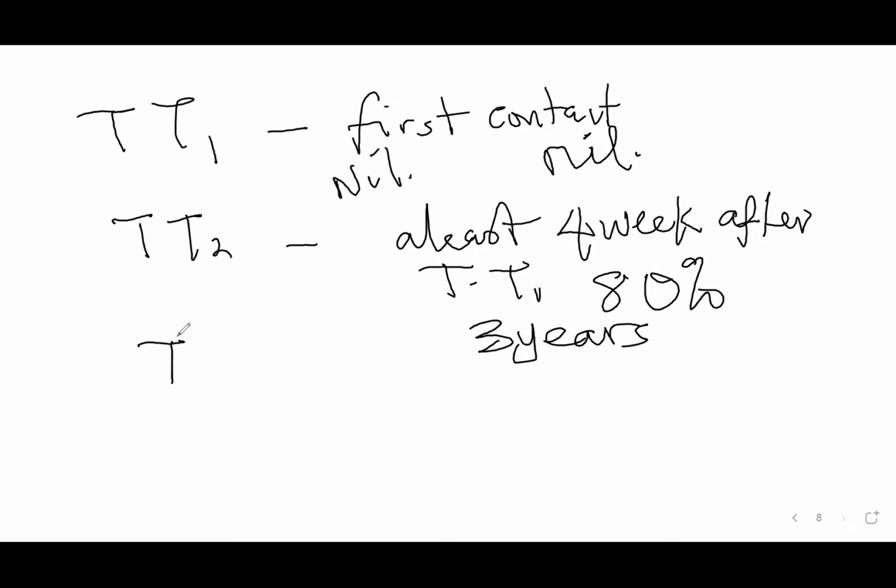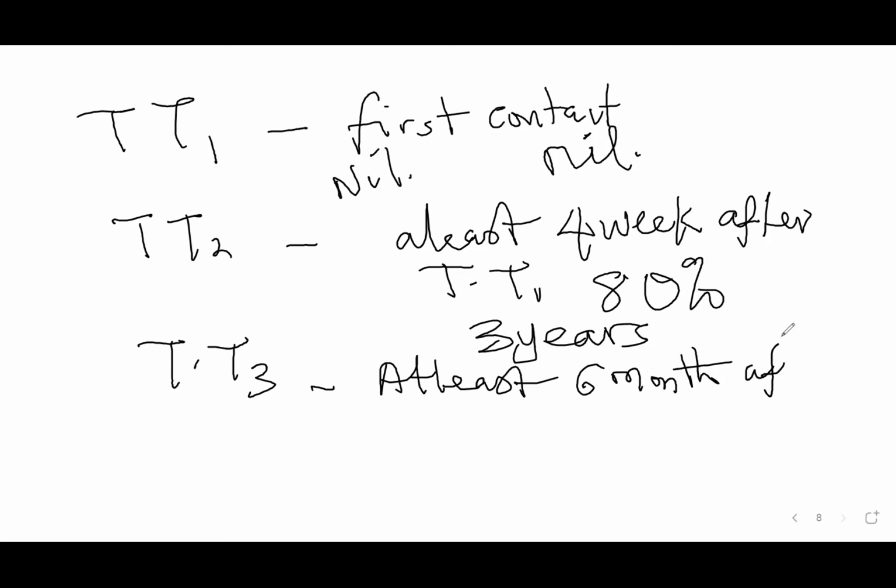Then the third one, tetanus toxoid 3. When is it given? At least 6 months after the second tetanus toxoid. What is the percentage protection it now confers? 95% protection. What is the duration of protection it gives? It gives a duration of 5 years.